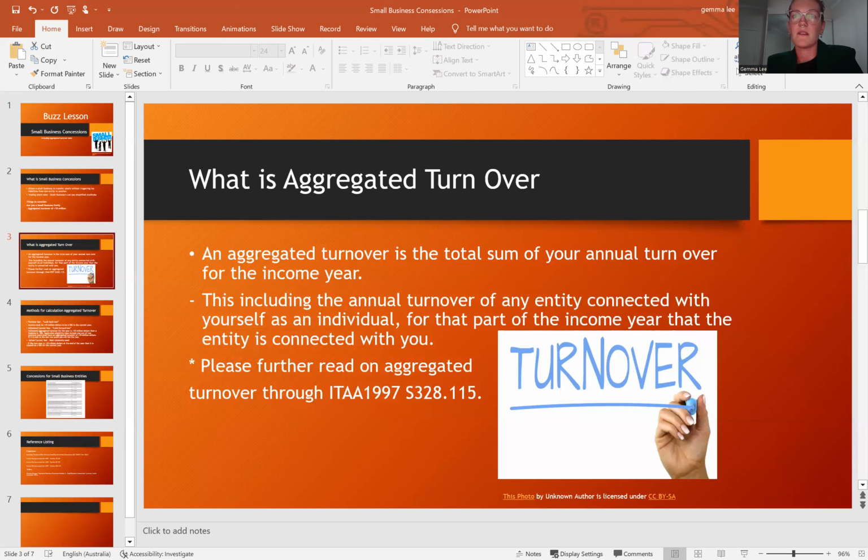The Australian Taxation Office further advises that aggregated turnover is your annual turnover, otherwise known as income, in addition to any other income for businesses connected with you, and that is your affiliate. This also includes any relevant businesses based not only in Australia, but overseas too. What a nightmare, you're thinking, but don't worry, there are ways to work it out.